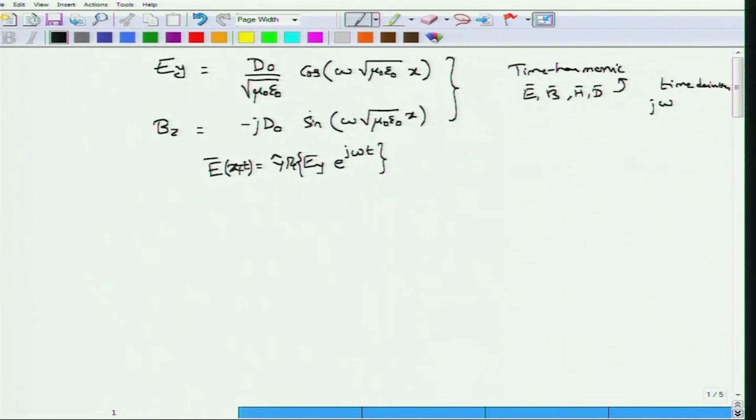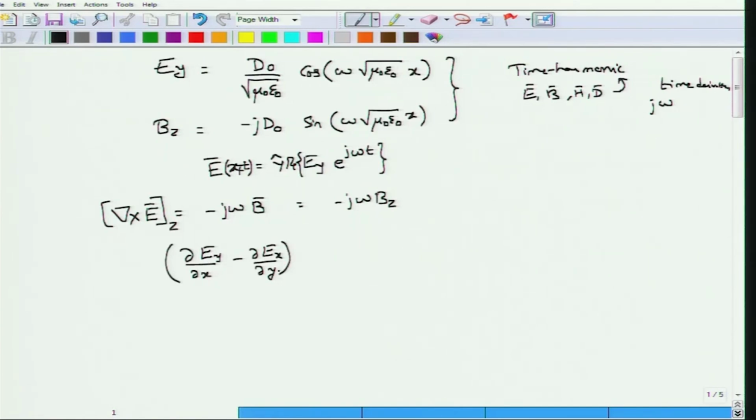Now to perform this solution check, I have to individually check all the Maxwell's equations. So if I start with Faraday's law, I have curl of electric field being given by minus j omega B. I do know that the B field is only along the z direction, so this can be written as minus j omega Bz, and you are interested only in the z component of the curl of E. And what is the z component of curl of E? This would be del Ey by del x minus del Ex by del y. This is the z component of the curl of E. This should be equal to minus j omega Bz.